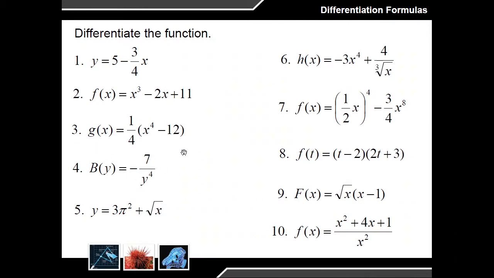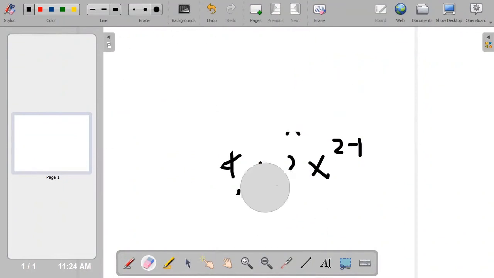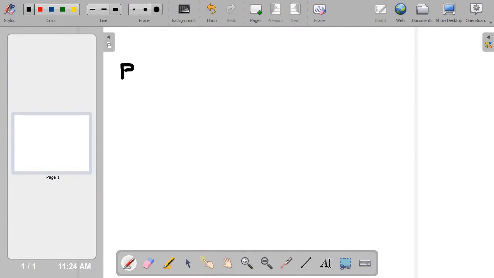Let's try this one, number 4. Negative 7 over y raised to 4. We should do the trick. Okay. Anyway, b of y is equal to negative 7 over y raised to 4.